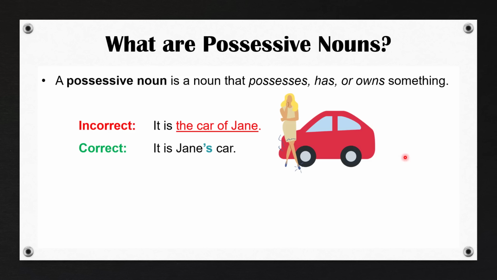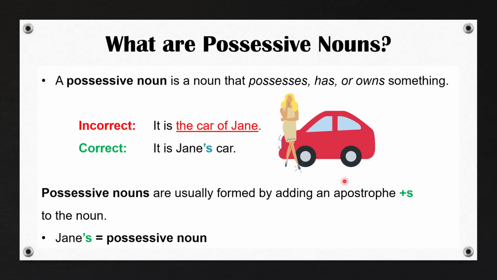So let's say this is a car and Jane owns this car. It is her car. In English, we would not say it is the car of Jane. We use an apostrophe S after Jane to create a possessive noun. It is Jane's car. That would be correct. Possessive nouns are usually formed by adding an apostrophe plus S to the noun. So Jane's is the possessive noun.